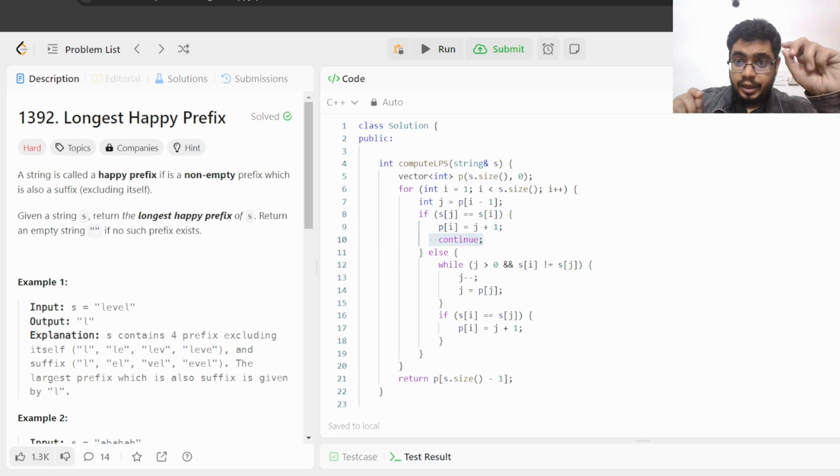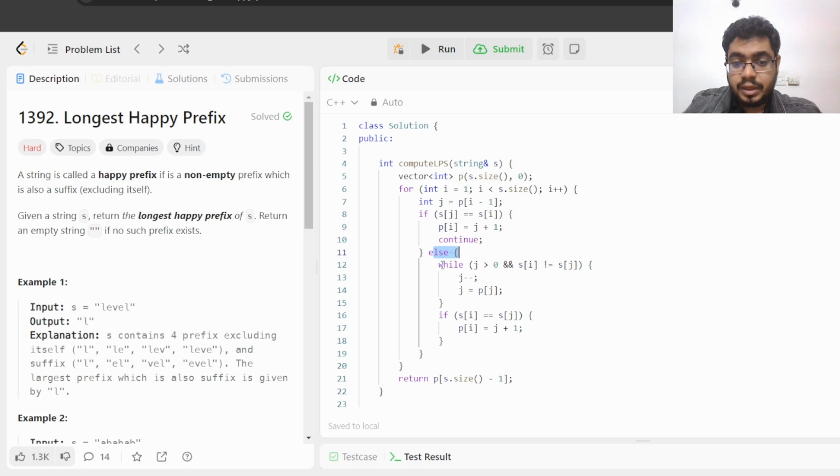So simple. If the new character in line, which is the ith character, matches with the character at the point till where the previous one matched plus 1, so that is the jth position, right? If that matches, then the answer is plus 1. So p of i equal to j plus 1. Simple.